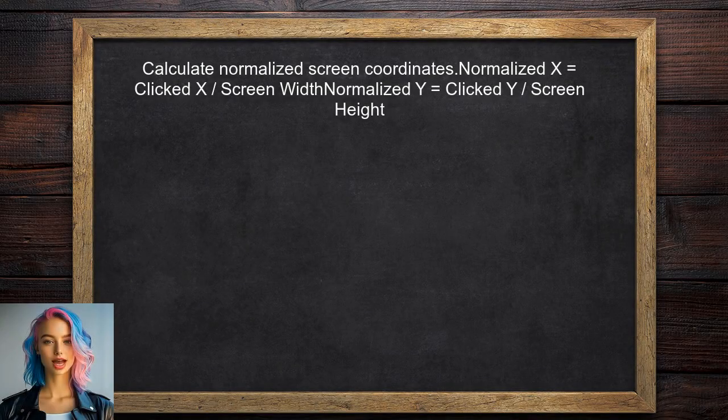Next, the user should calculate the normalized screen coordinates. This means converting the clicked position on the screen into a range from 0 to 1. This is done by dividing the x-coordinate by the screen width and the y-coordinate by the screen height.